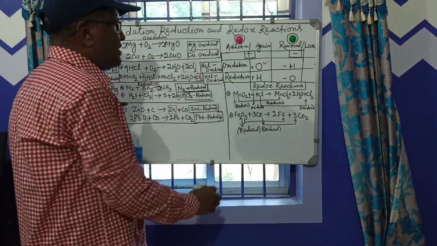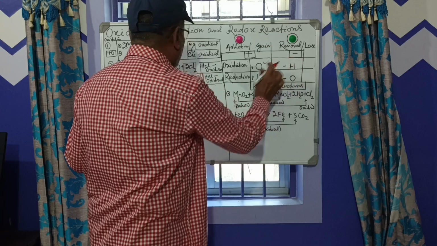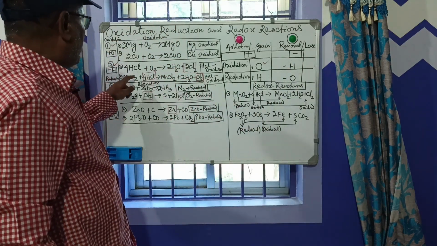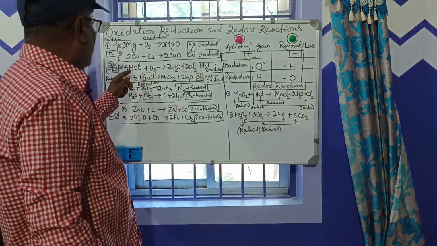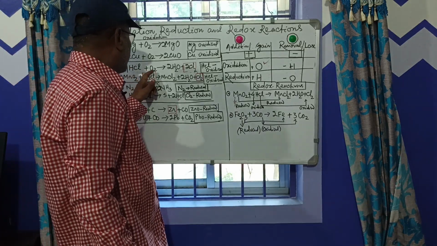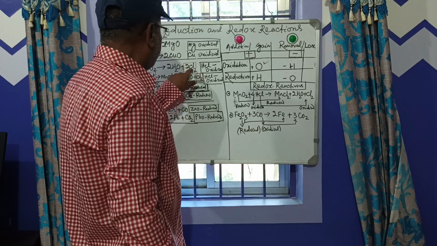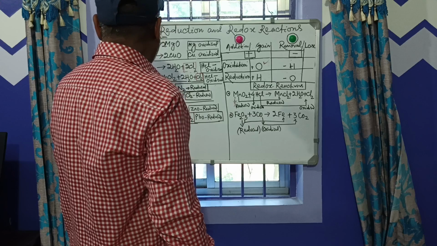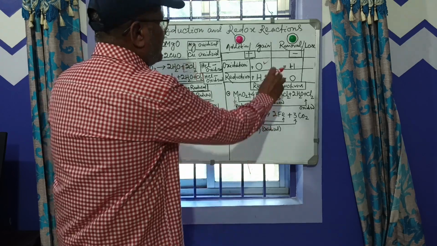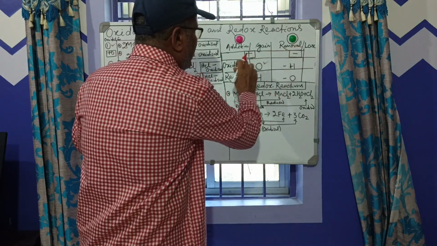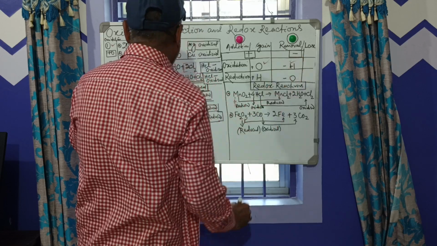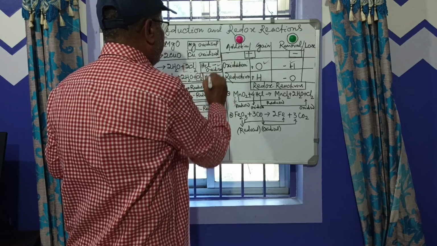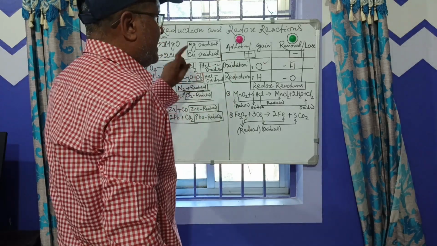Now come to the second condition, that is removal or loss of hydrogen atoms. We have taken 2 examples. Look here: HCl plus O2 gives water plus chlorine. Now you see from this hydrochloric acid, HCl, H is removed. So removal of hydrogen here, this condition. So HCl is oxidized to chlorine gas.